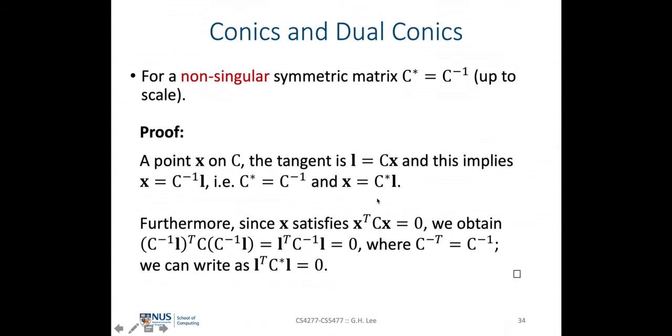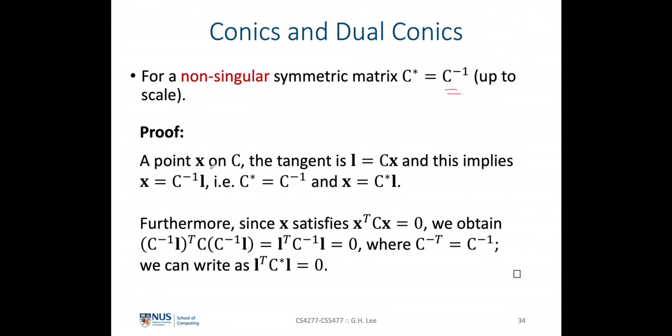And for a non-singular symmetric matrix C, the dual conic denoted by C star is actually given by the inverse of the point conic. So we can write C star equals C inverse up to a certain scale. So the proof is here.